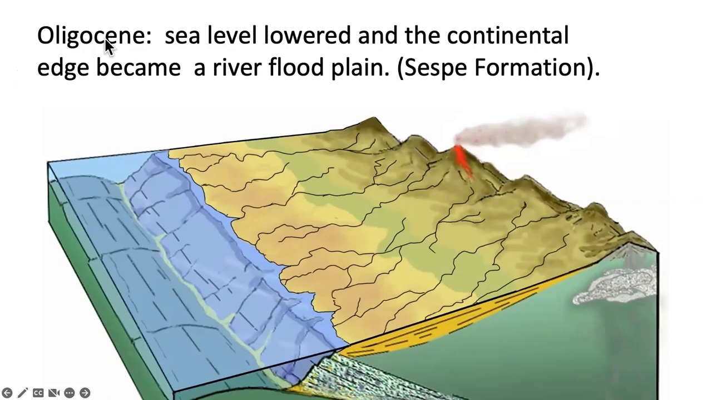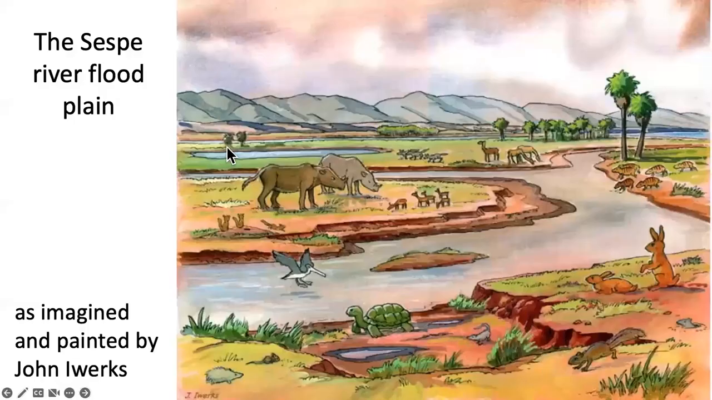For example, in the Oligocene, that's about 40 million years ago, sea level lowered and the coastline retreated to the very edge of the continent, and our region became a big floodplain. Here's a painting by John Iwerks of what he imagined it to be. Big meandering river, and there are lots of weird creatures. This is kind of midway through the Cenozoic and the development of mammals.